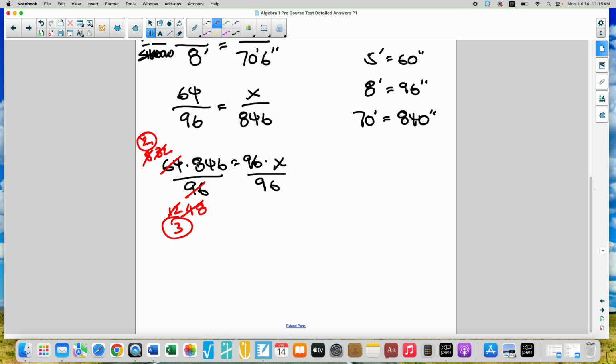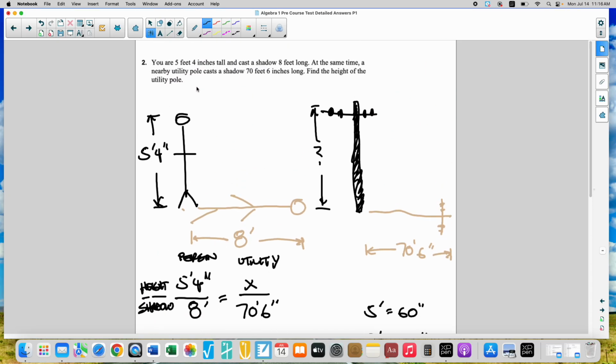But maybe I can do the 3 into 846. 3 goes into 846. So I can divide this by 3. Let's divide this by 3. That is 282. And now we have 2 times 282, which is 564. I probably shouldn't have written it in red. So that's 564 inches equals the telephone pole. Now we got to C, find the height of the utility pole.